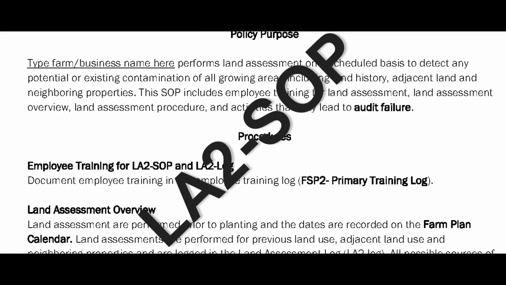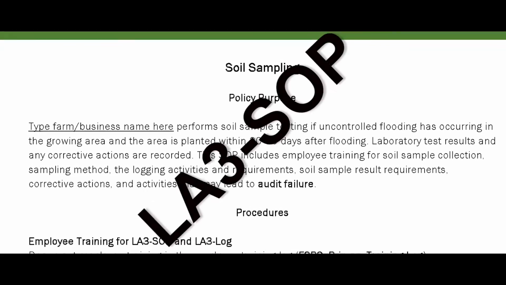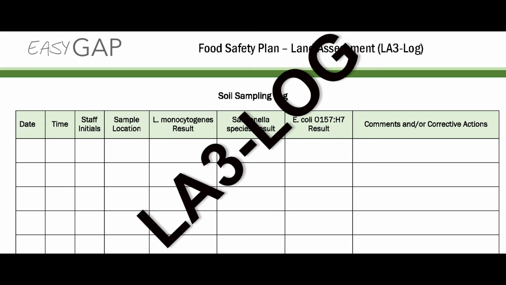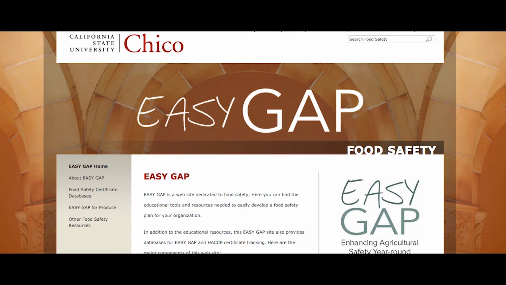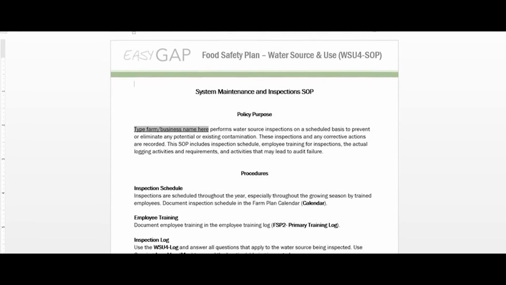Your written food safety plan should include an SOP on risk evaluation procedures. It should also include an SOP for soil sampling procedures and a log to document any soil testing results. Records of assessments and test results should be maintained for 3 years. Samples of all of these documents can be found on the website. Just remember to update the content so that it has the correct information for your farm.